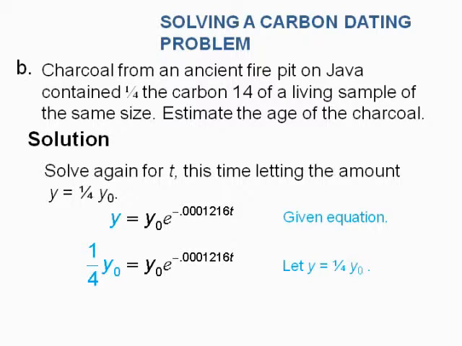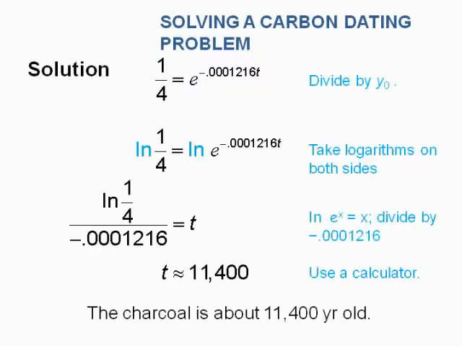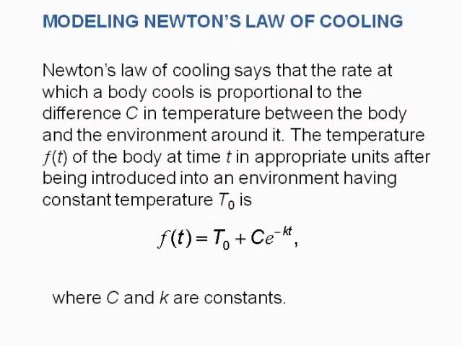Charcoal from an ancient fire pit on Java contained 1/4 of the carbon-14 of a living sample of the same size. Estimate the age of the charcoal. So solving again for t, we're going to let y equal 1/4 of that amount, which would be 1/4 y sub naught. They're going to throw all kinds of different things at you, maybe some different models. Dividing by y sub naught leaves us with e to the negative 0.000121t power equals 1/4. Taking the natural log, as you will see in this case, the time will be about 11,400 years.